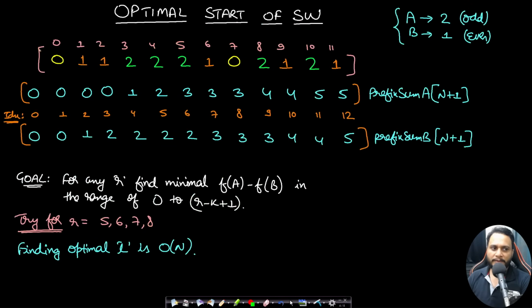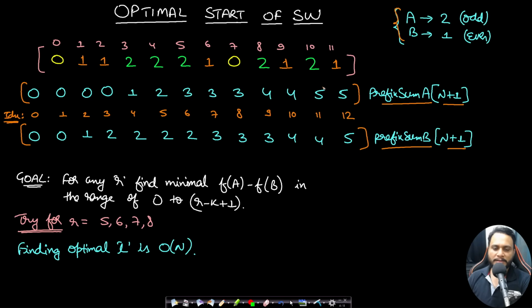Okay, so I have taken the same example and I have created prefix sum a of size n plus 1, where n is the number of items, which is the string size in the beginning, and prefix sum b, which is of the same size. I had also assumed a to be 2 and b to be 1.